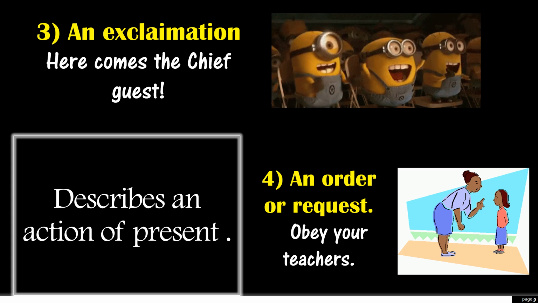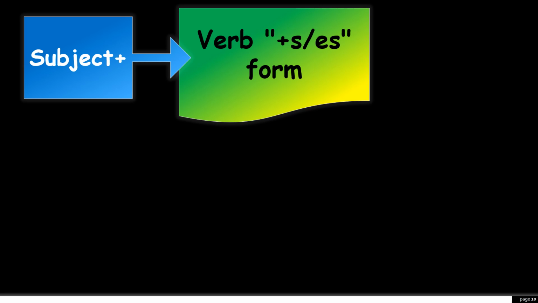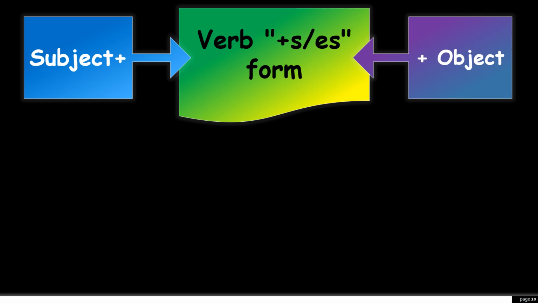Now let us see the structure of the simple present tense, children. That is, subject plus verb plus S or ES form plus object. Structures are very important to remember, children, because it will help you to change the sentence from one tense to another. So, keep these structures in your mind. One important thing to remember, children, the subject and the object of the sentence doesn't change, only the verb changes. So, you have to keep in mind the structure.